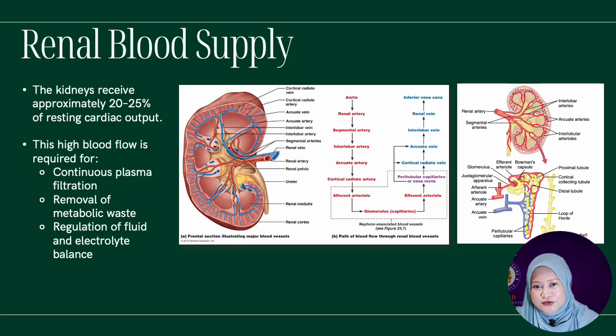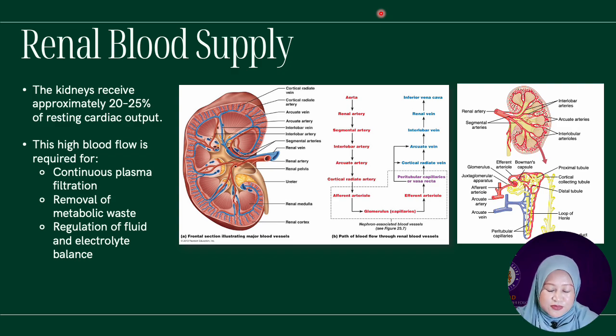Okay, now we move on to the renal blood supply. The kidney receives about 20 to 25% of resting cardiac output. So that is a very large proportion of blood flow for a relatively small organ. So why does the kidney need so much blood?